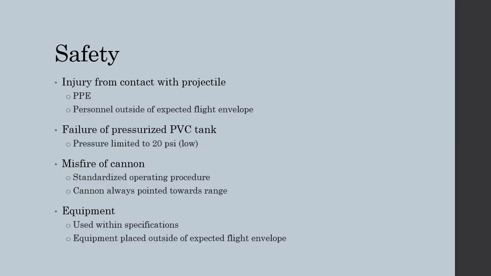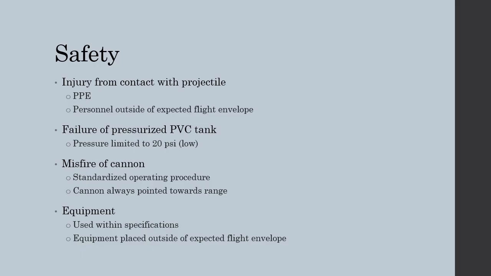Safety is our number one priority. With this in mind, major variables that pose a safety risk to the environment, equipment, and people are identified. First, injury prevention. We required all personnel to wear proper PPE. Just as importantly, everyone stayed outside of the expected flight envelope. Second, the launcher itself. Since we're working with a pressurized PVC tank, we limited the operating pressure to just 20 psi. This is intentionally low to reduce the risk of catastrophic failure while still providing enough force to launch the ball.